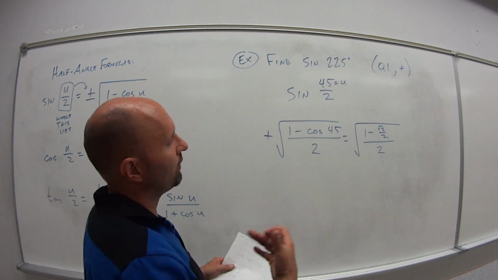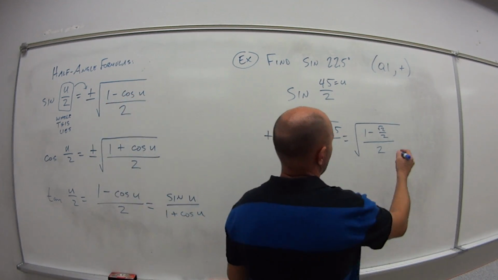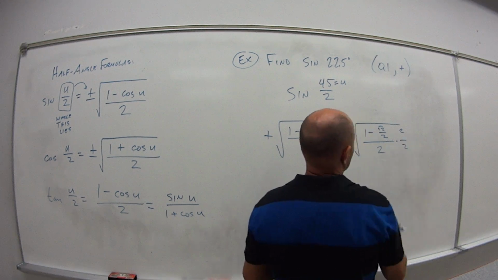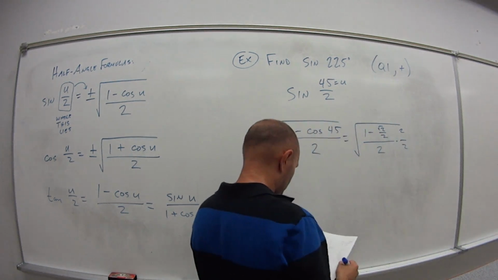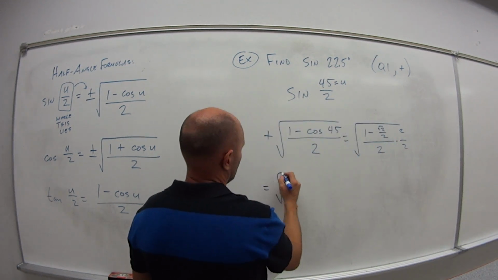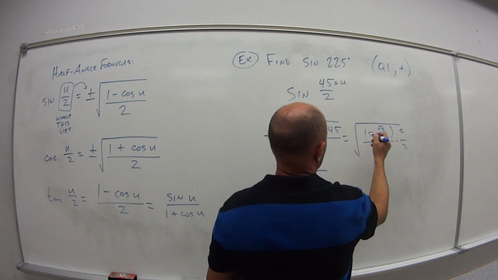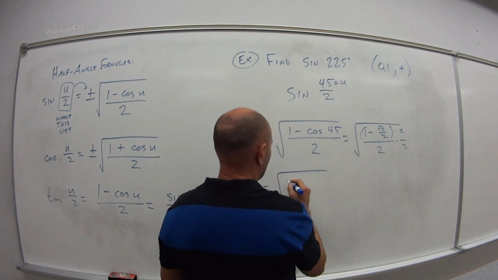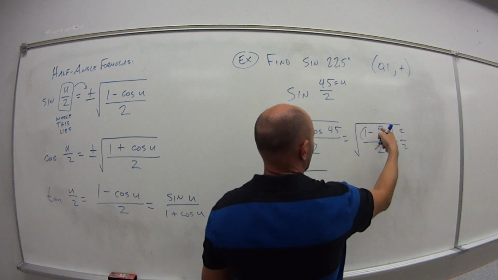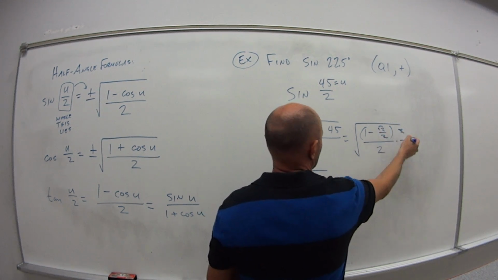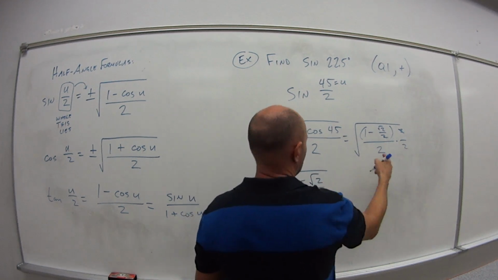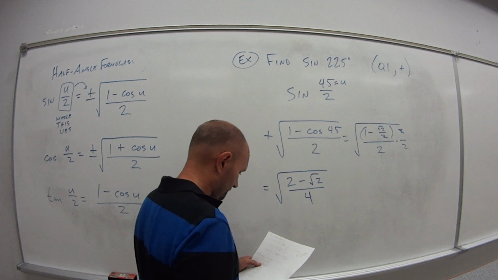So then it's just a matter of simplification. If I multiply top and bottom by 2 to get rid of this fraction here, I get 2 times 1 is 2, minus 2 times square root of 2 over 2. Well, the 2's cancel out, so I just get minus square root of 2, and then 2 times 2 is 4.